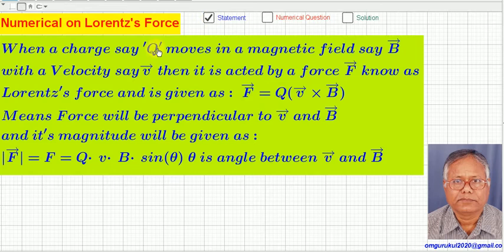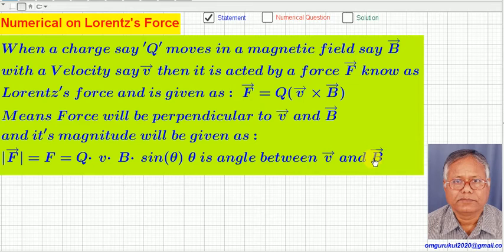The statement says that when a charge q moves in a magnetic field, say vector B, with a velocity, say vector v, meaning it has a certain magnitude and direction, it is acted on by a force known as the Lorentz force, given as vector F equals q v cross B. The force will be perpendicular to vector v and vector B, because the output of v cross B is always perpendicular to v and B. The magnitude of the force is mod F equals q into v into B into sine theta, where theta is the angle between vector v and vector B.